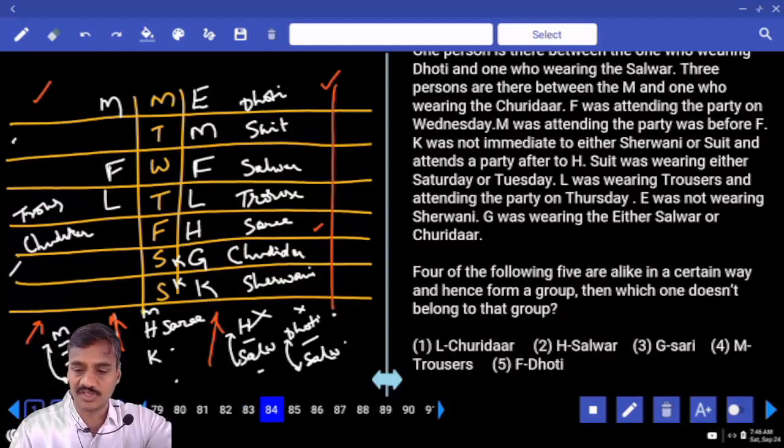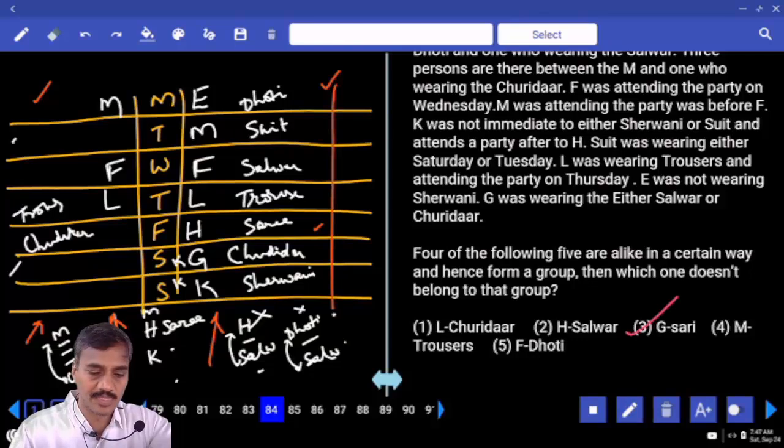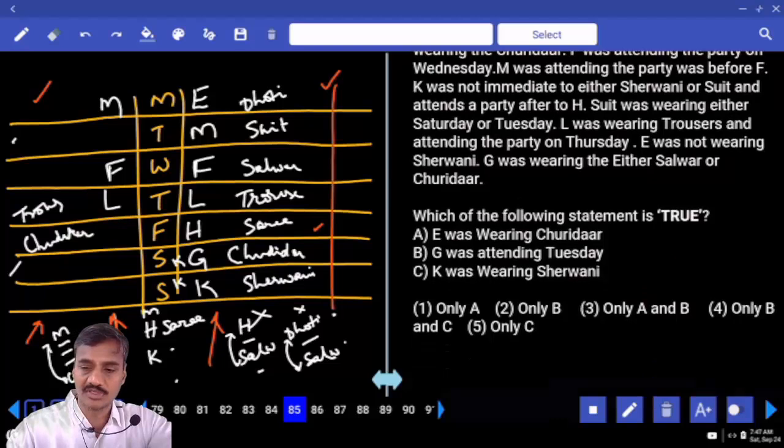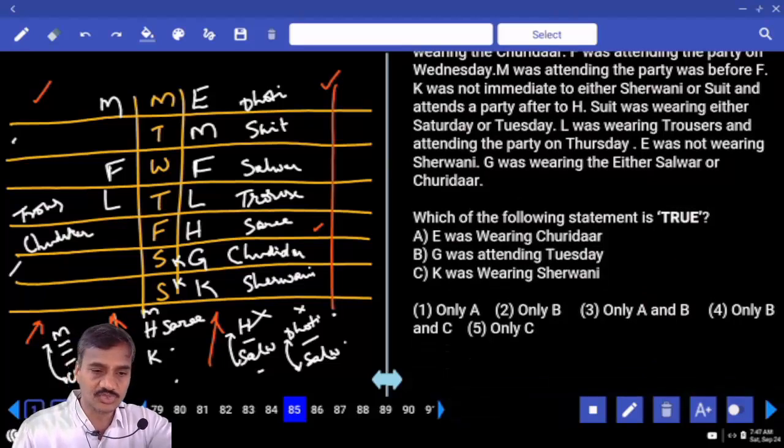84. Four out of the following are alike, that means odd one out. L chudidar, there is exactly one person between these two. H salwar, there is exactly one. G saree, both these 2 persons are adjacent. Hence, choice 3 is the odd one. Then coming to 85, which of the following statement is true? E was wearing chudidar, false. G attending on Tuesday, false. K sherwani, definitely true. That is only C, choice 3. Done?